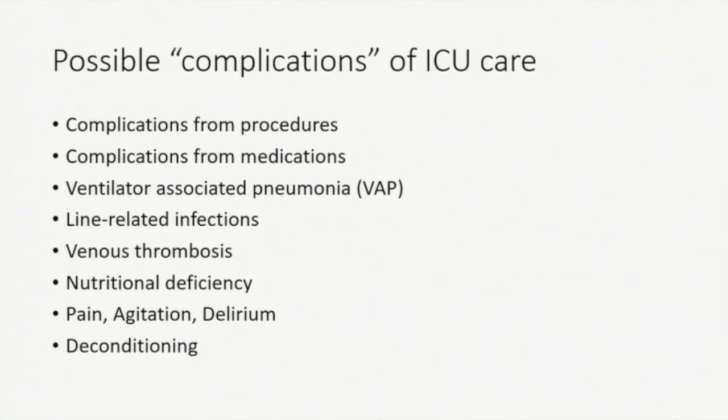Critical illness and immobility, of course, predispose these patients to venous thrombosis as well. They are clearly at an increased catabolic state, so we have to watch for nutritional intake. Pain, agitation, and delirium is very, very common and often under-recognized in many of the ICU patients. And last but not least, deconditioning from critical illness, polyneuropathy, or myopathy.